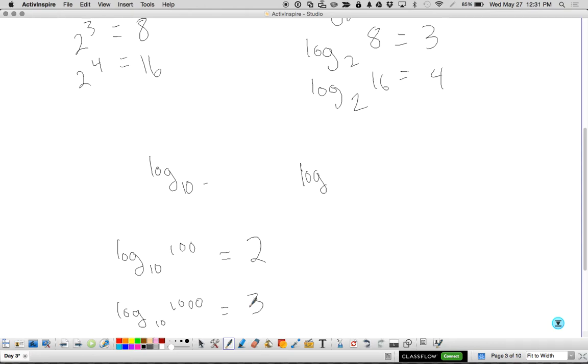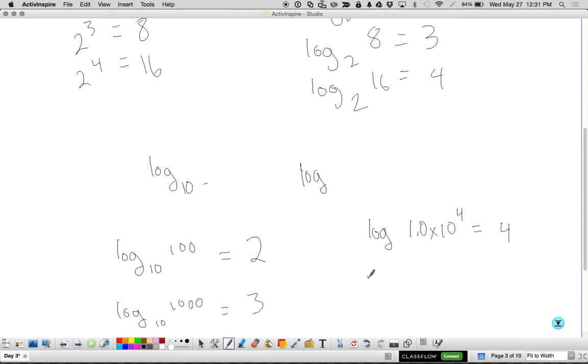Now the great thing is, this also works very well with scientific notation, all right? Let's say that I have log base 10, which I'm just going to start leaving off, of 1.0 times 10 to the 4th. Okay, well, how many times does 10 need to be multiplied by itself to get this 1 times 10 to the 4th? The answer is pretty clearly 4.